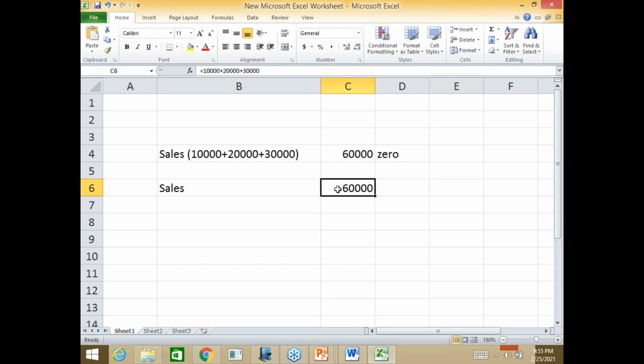So when the examiner goes to this particular link and compares these two cell numbers, when the examiner goes to C4, he will not find any working for C4. But when the examiner goes to this working, he will understand, yes, 60,000 is calculated by adding 10,000 plus 20,000 plus 30,000. So okay, that's why I will give you 2 marks for this.